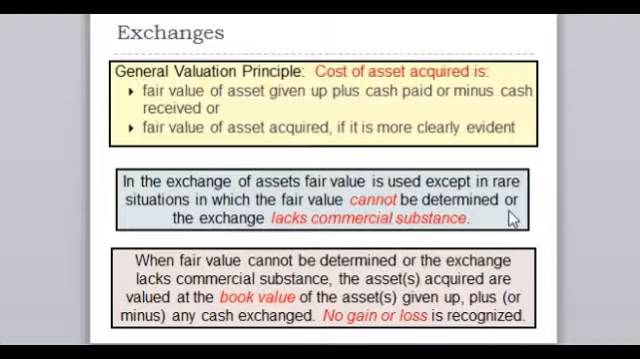And then, secondly, you have to see whether the exchange had a commercial substance. If there was a commercial substance, then we would have to recognize gain or loss. If there was no commercial substance, we don't record any gain or loss, and we do not use fair value, but we use book value. But this question is dealing with the transaction that had commercial substance. So we have to record gain or loss.